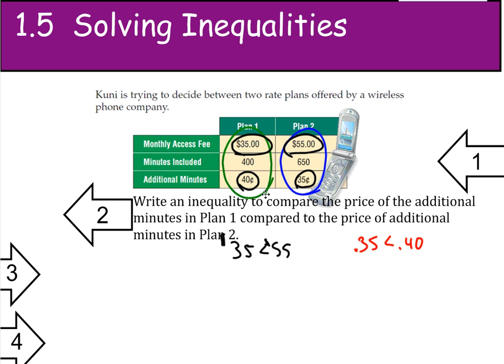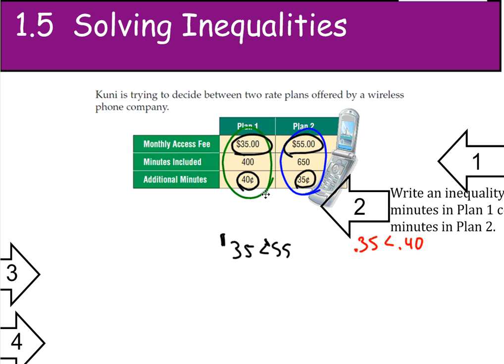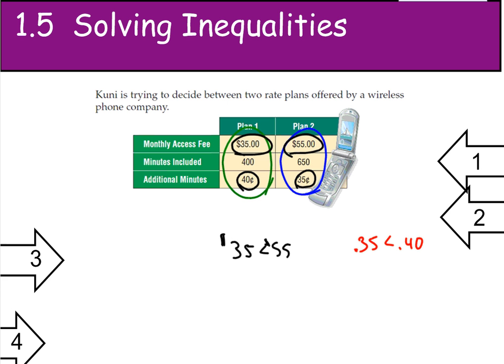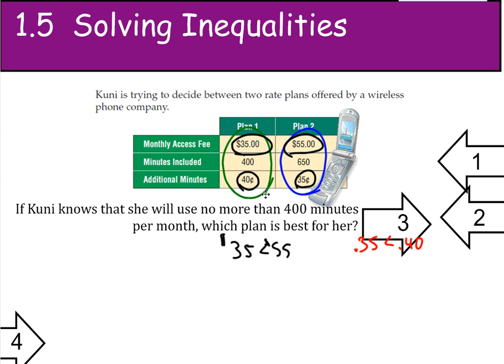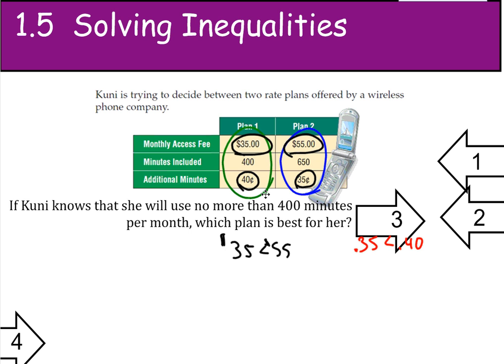So plan 1 is cheaper up front, but it's 40 cents a minute after you hit your minutes included. Plan 2 is a little more expensive up front, but it's cheaper the more minutes you go. So if you know you're going to use no more than 400 minutes, which plan is best for her? So now this is where you got to think a little bit. If it's only 400 minutes, that means she's only going to pay 35 bucks. It doesn't make a lot of sense for her to do this one. So for 400 minutes, the best plan for her is going to be plan 1.